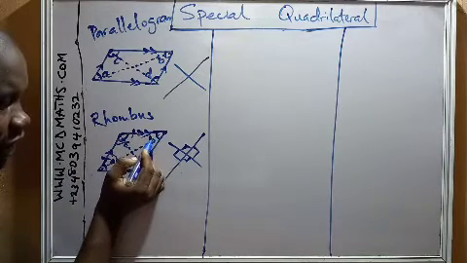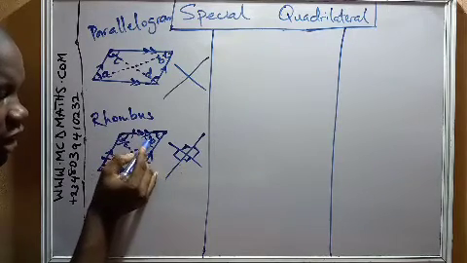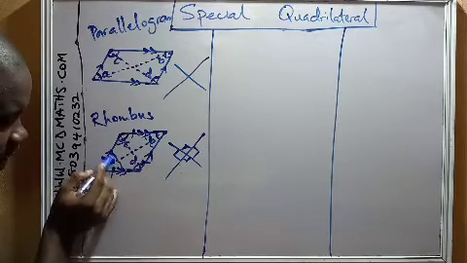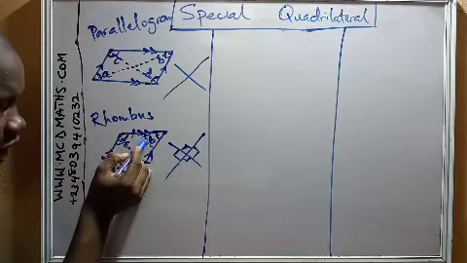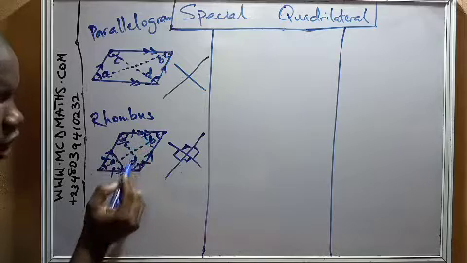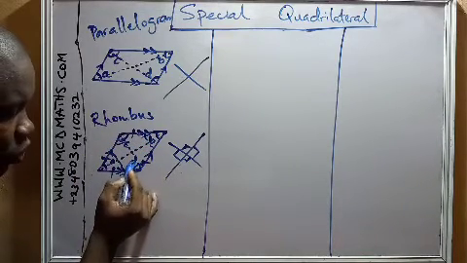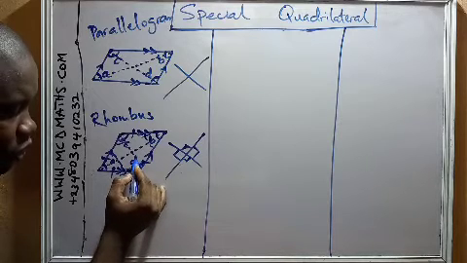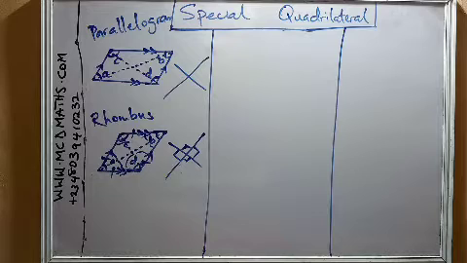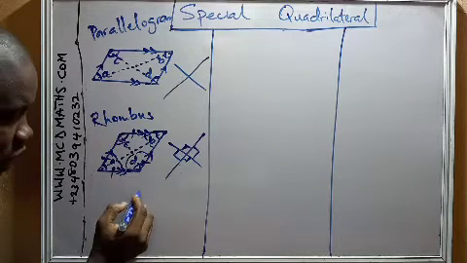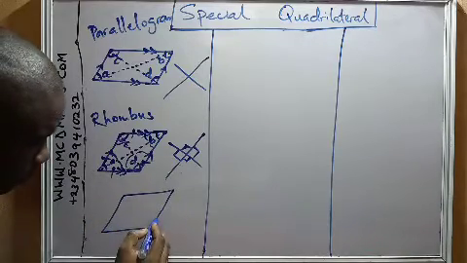Now, if this is 60, this diagonal divides it into 30 and 30. So 30 and 30 gives you 60, just like this. Now for this, just like that other one, if this is 120, it will divide into 60 and 60 to get 120. So let me put down that explanation here.